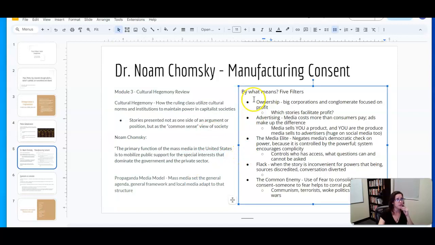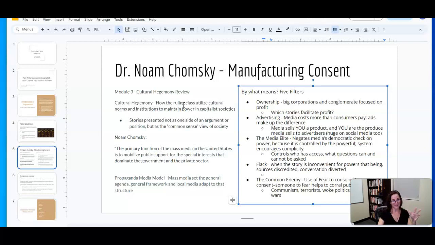And so Chomsky argues that this happens through 5 different filters: ownership, advertising, the media elite, flak, and the common enemy. So what is all this? Ownership. Big corporations and conglomerates are focused on profit. And thus, the stories that are going to enable profit are the ones that are going to get picked up and sold, right? Let me think of an example.